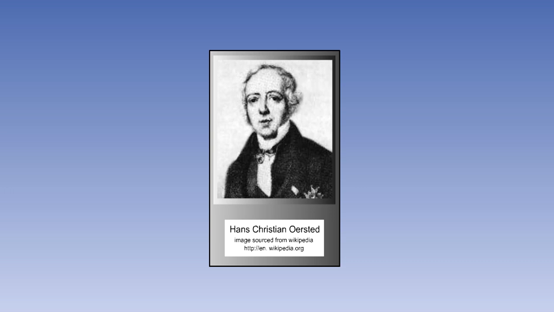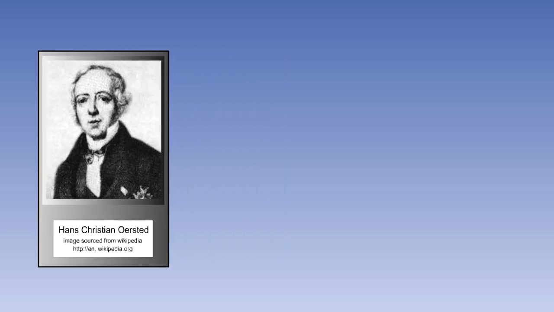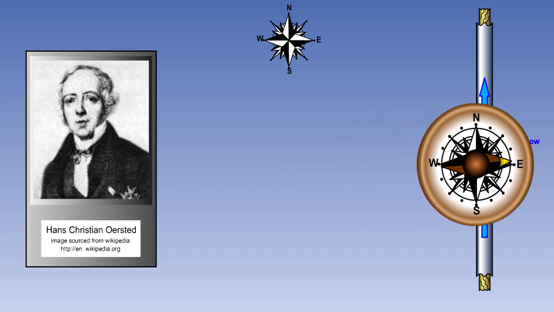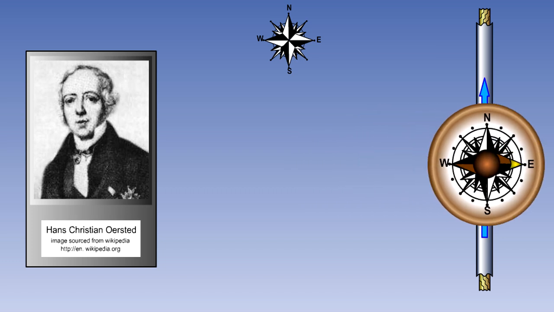In 1820, a Dane named Hans Christian Ørsted observed that a compass needle was deflected away from its north-south alignment when placed near a wire through which a current was flowing. He saw that the compass needle aligned itself at right angles to the wire. When the current was switched off, the compass needle returned to its north-south alignment.